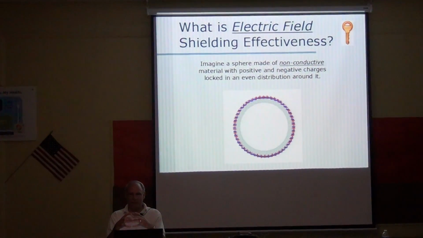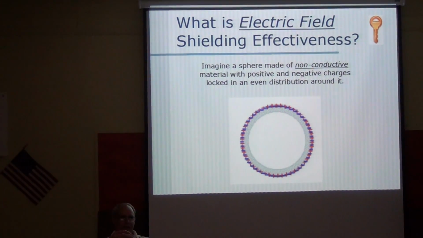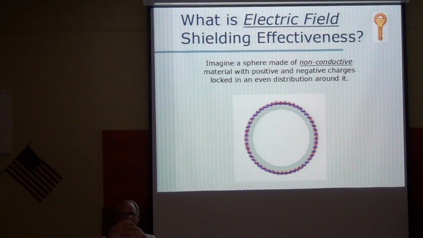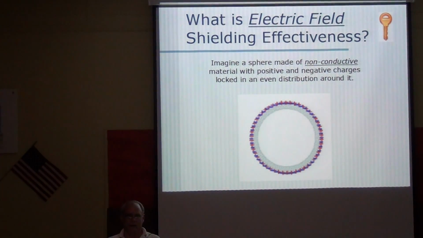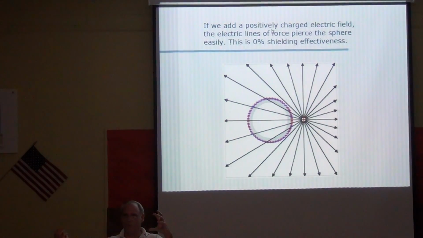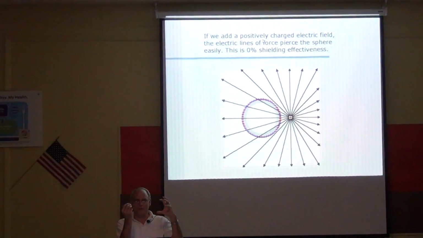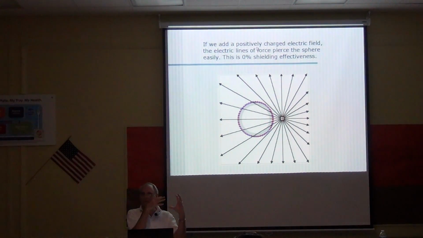So imagine you've got like a beach ball, and it's non-conductive, and all around that sphere you've got positive and negative charges. You take a point charge and you bring it up next to that ball, that electric field will go right through that ball like it's not even there.